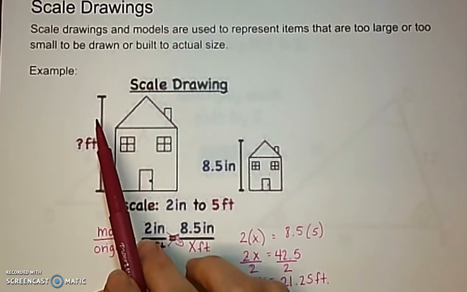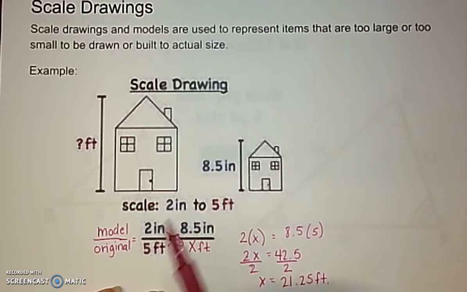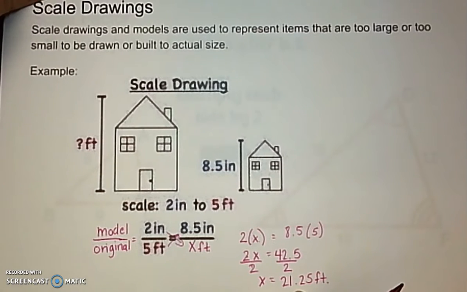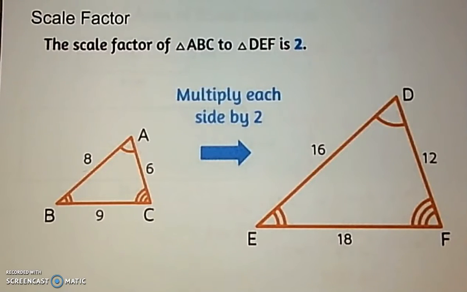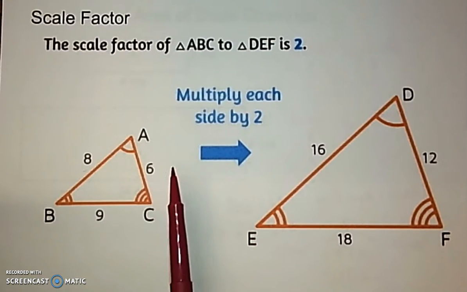And that would be the actual height of our house, which now makes much more sense, since we obviously could not fit 21 and 1/4 of a foot on a piece of paper. So it's important that we're able to do these things, and at one point in time we're all going to live in a house. We might need to know how to do that and how to look at those types of drawings. We can also be told things such as the scale factor.